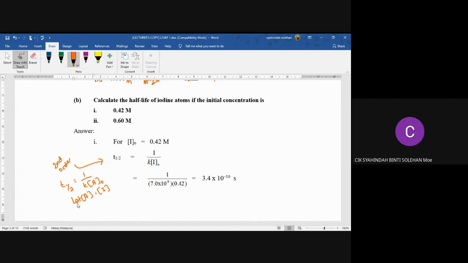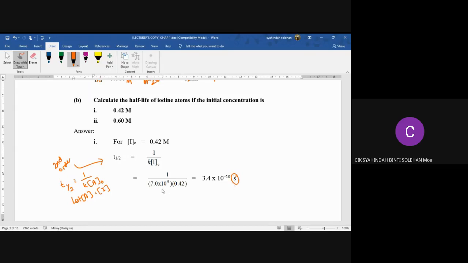Tapi kalau you tak letak let ni, you kena masukkan lah I. So sama je lah kat sini. K, dia is something yang you dah, you know, dah dibagi dah. And then I ni, initial ni, tengoklah kalau 0.42 masuk 0.42 and then you akan dapat half-life you dalam unit second. Okay, kenapa unit second?